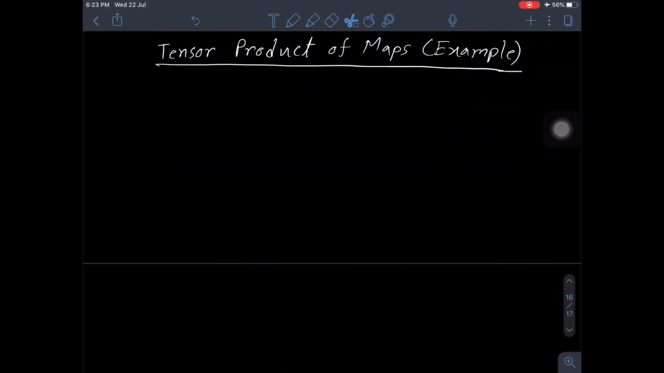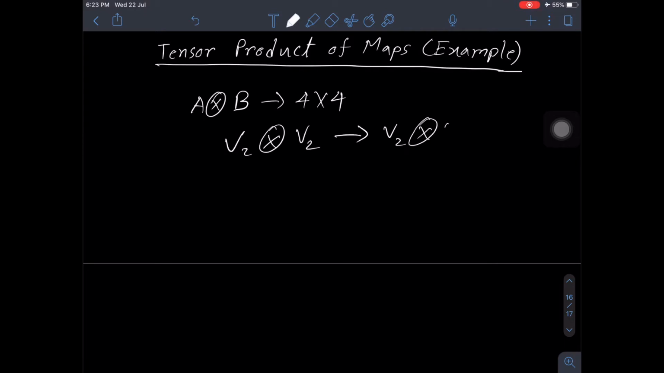Hello everyone, welcome back. In the last video you were introduced to the idea of tensor products of maps. There we explicitly saw that if A and B are 2 by 2 matrices, then A tensor B is a 4 by 4 matrix, and this maps from V2 cross V2 to V2 cross V2 again, right? So a 2-qubit system, if you want to think physically.